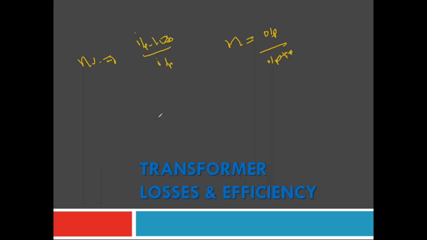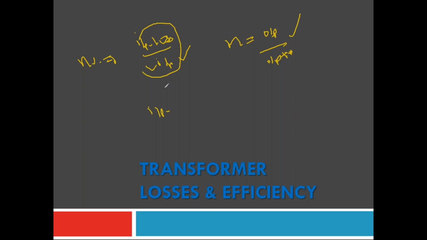Now, how can we represent efficiency for a transformer in electrical form? Which formula can we use, this one or that one? I need the efficiency formula in terms of electrical form. Which formula can you use? This one, input minus losses, or the second? Then why can't we use the first formula?